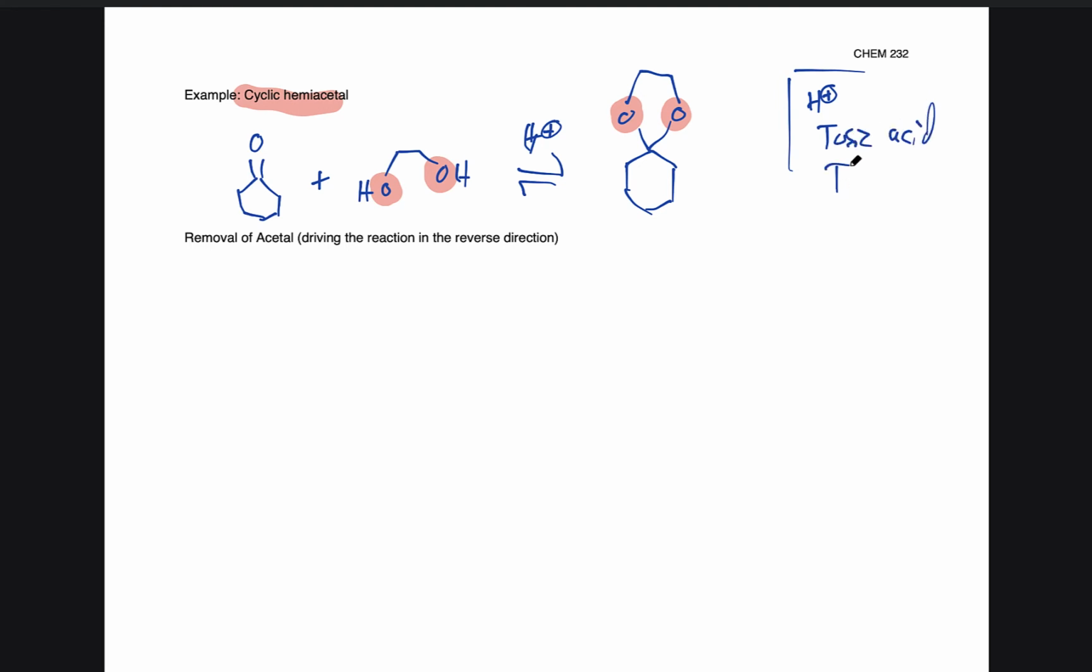This Ts group might look familiar from when we were talking about making alcohols a better leaving group. This tosic acid here is bulky, so that conjugate base won't react with the reaction. It's a bulky acid, which we like, and also it's organic soluble, meaning we can do this in organic solvent, which is nice.